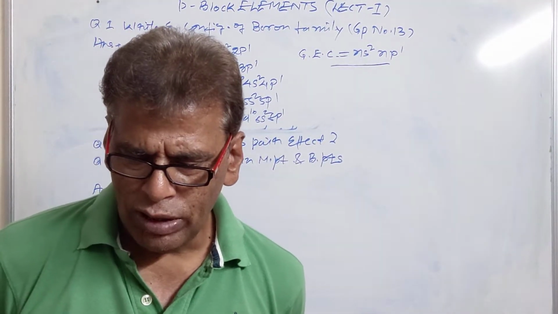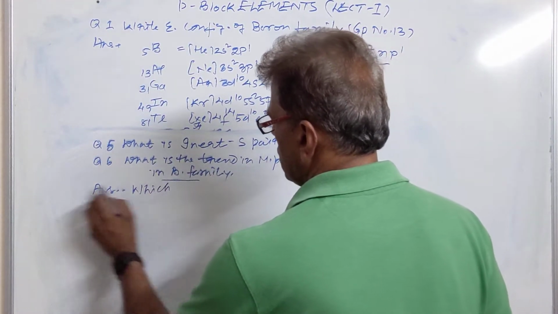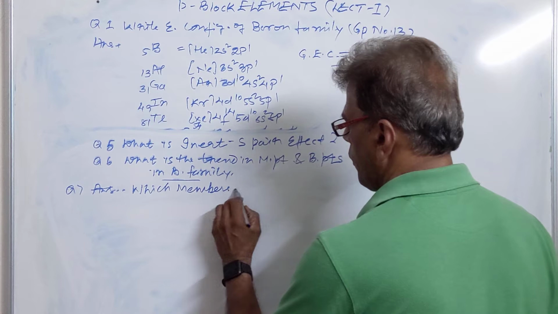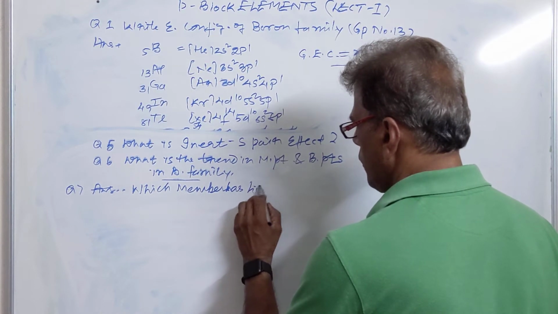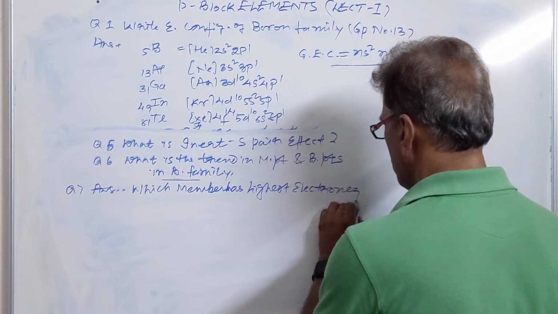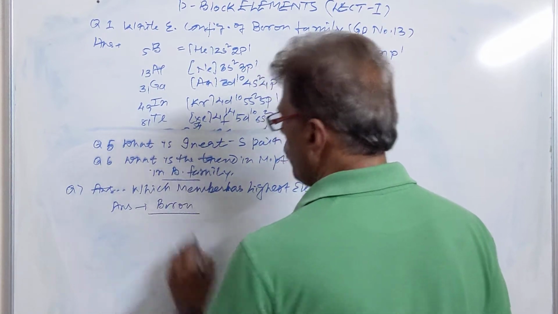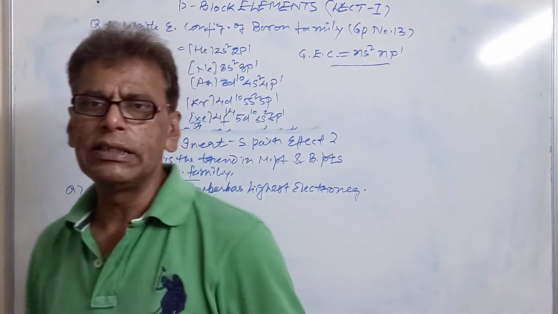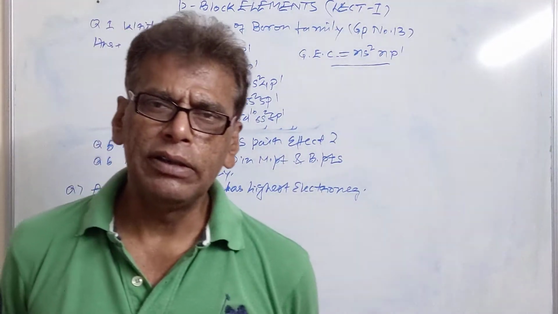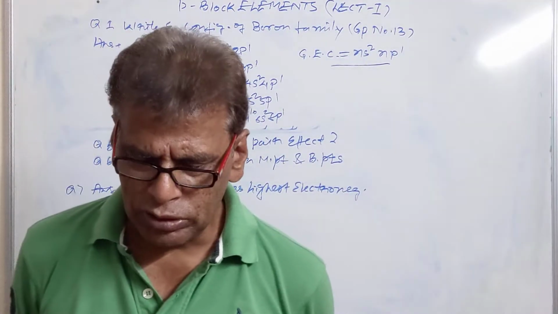Then, which member of boron family has highest electronegativity? This is question number 7. Answer is boron. It is due to the small size of boron. It has the highest electronegativity, and when it forms a covalent bond, the boron acquires the negative charge, and the other element acquires some positive charge.